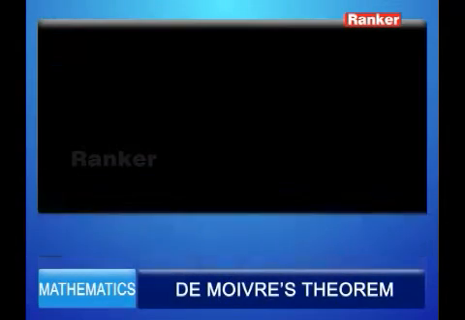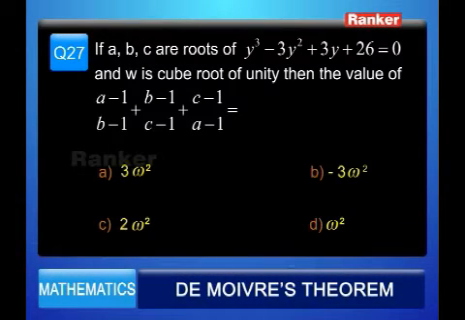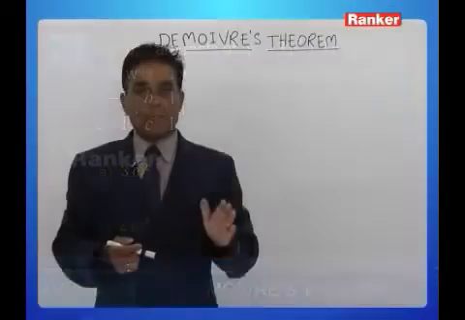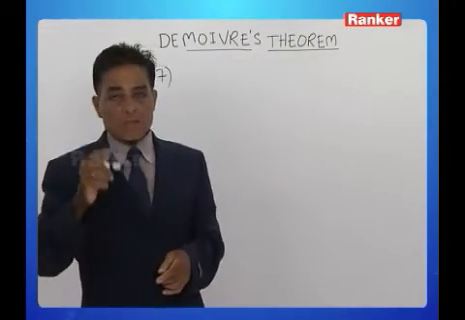Question number 27. If A, B, C are the roots of y cube minus 3y square plus 3y plus 26, and omega is the cube root of unity, then what is the value of A minus 1 by B minus 1 plus B minus 1 by C minus 1 plus C minus 1 by A minus 1? We have to express it in terms of cube roots of unity, that is omega square. Given options are 3 omega square, minus 3 omega square, 2 omega square and omega square. Let us see the right option for question number 27.